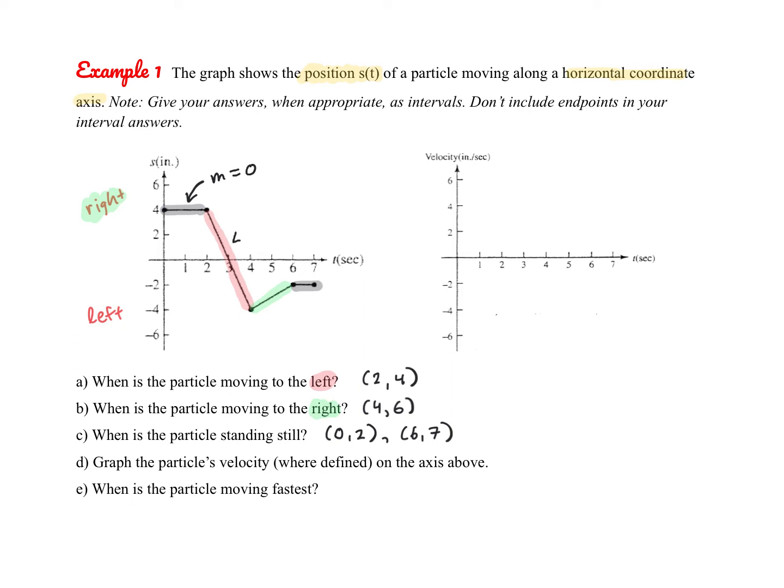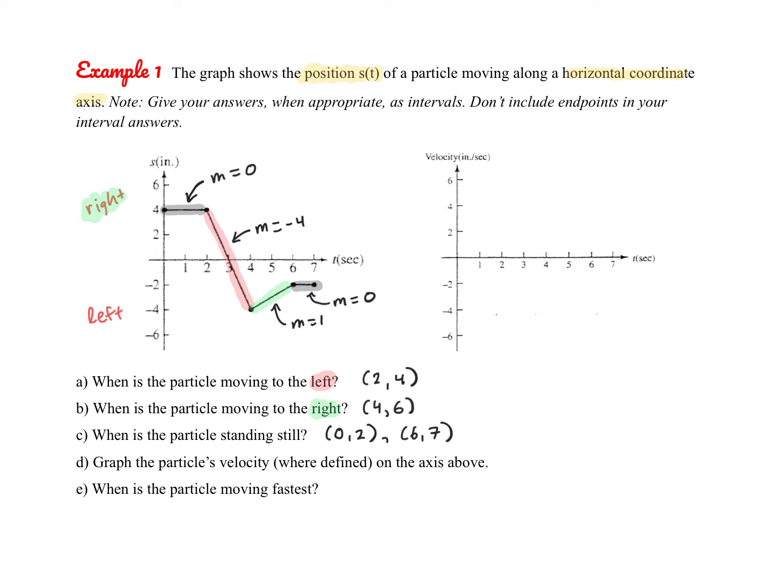In this region here, we can see that our slope is -4 if you do rise over run. In this region right here, we can see that our slope is just 1. And then in this region here, we can see that our slope is 0. So that's where we're going to graph our different intervals on our velocity function.